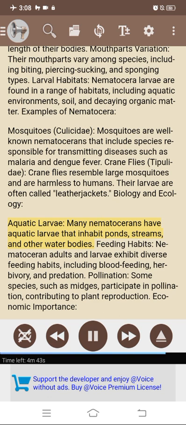Aquatic larvae. Many nematodes have aquatic larvae that inhabit ponds, streams, and other water bodies. Feeding habits. Nematode adults and larvae exhibit diverse feeding habits, including blood feeding, herbivory, and predation. Pollination. Some species, such as midges, participate in pollination, contributing to plant reproduction.